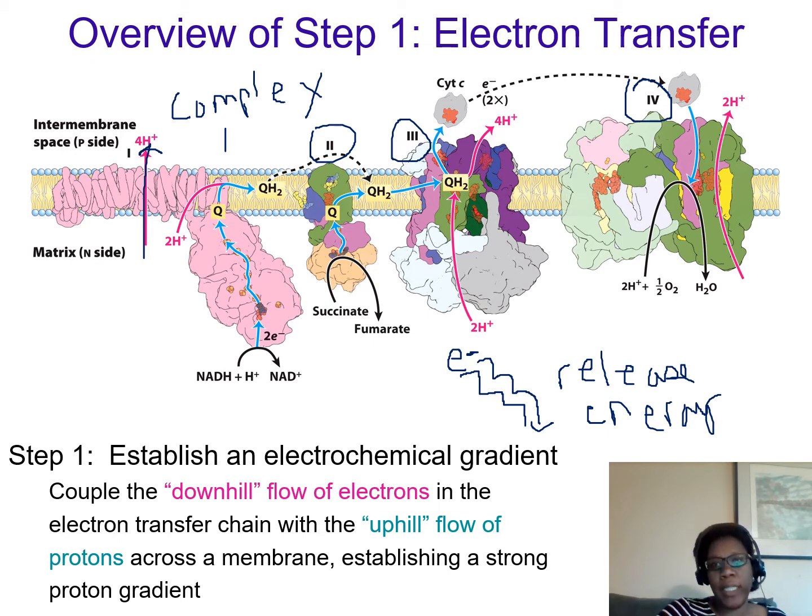And then finally, in complex 4, we're going to transfer electrons to oxygen. So we're not just going from NADH to oxygen, which is our final electron acceptor. We're going through a bunch of electron carriers, all releasing a little bit of energy at a time. Finally, we're going to get the electrons to oxygen, and that's going to release enough energy to pump protons into the inner membrane space. And when those protons go back into the matrix, that's going to fuel the synthesis of ATP. And we'll see how that happens.